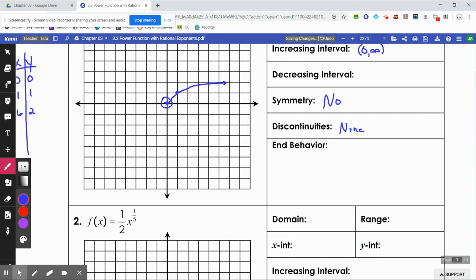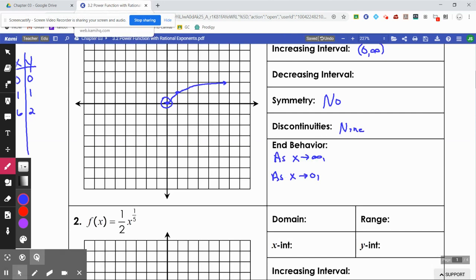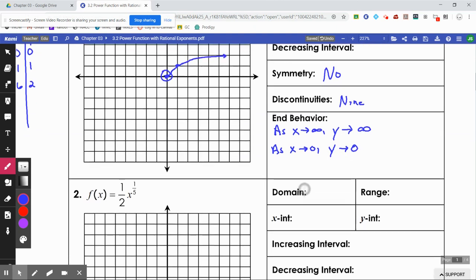End behavior. And notice the end behavior I've written a little bit different. It says as x approaches infinity or as x approaches 0, because we're not going to negative infinity at the other end. We're actually just going to 0. So as we travel to the right, your y value goes up forever. As we go to the left, my y value actually goes to 0.